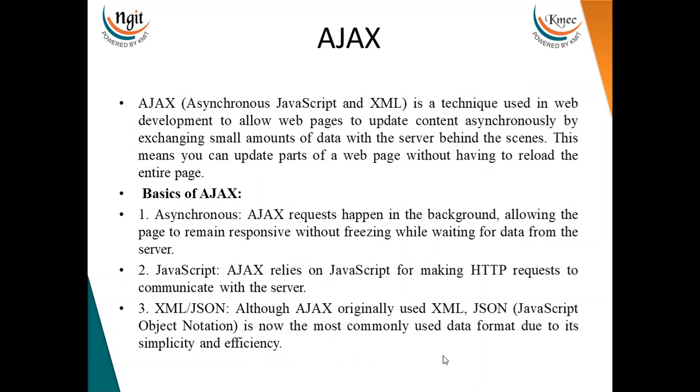As for the basics of Ajax, we call it asynchronous because Ajax requests happen in the background, which allows a page to remain responsive without freezing while waiting for the data from the server. It generally relies on JavaScript for making HTTP requests to communicate with the server. It also uses XML or JSON. Originally we used XML and JSON because of their simplicity and efficiency. Nowadays, JSON is the commonly used data format.